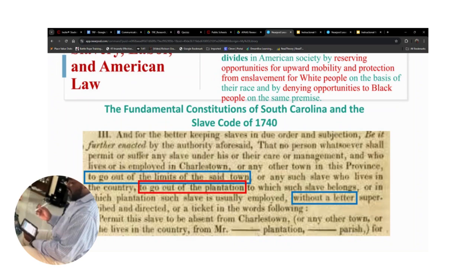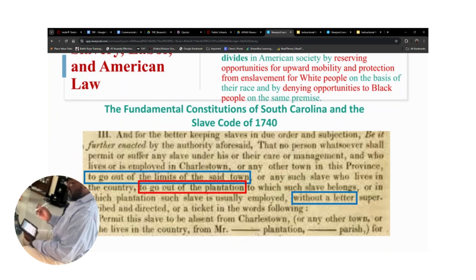The first blue says to go out of the limits of the town, meaning you cannot leave that town. You're stuck there. Does that make sense? So if you was born in Atlanta, could you leave Atlanta? No. You're stuck there. Could you leave the plantation? That's in red. No, you stayed on that plantation. This is why you have a system where some slaves never knew anything outside of their little farm or plantation. And then the last one, without a letter. If you do not have a document saying you can move, you did not move. And be clear, sometimes even that letter got questioned. Everybody got me on that?